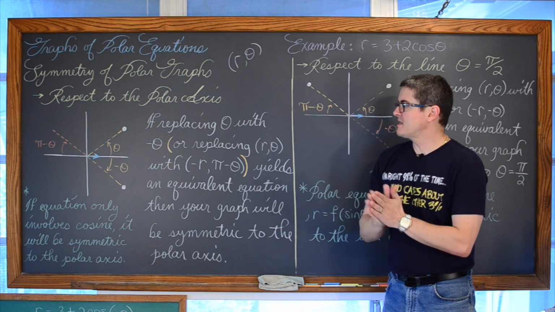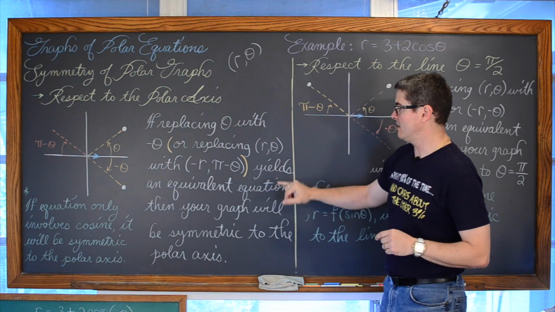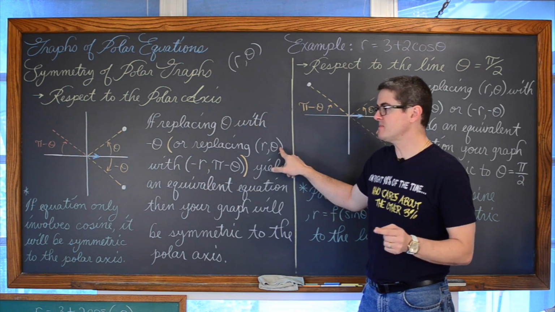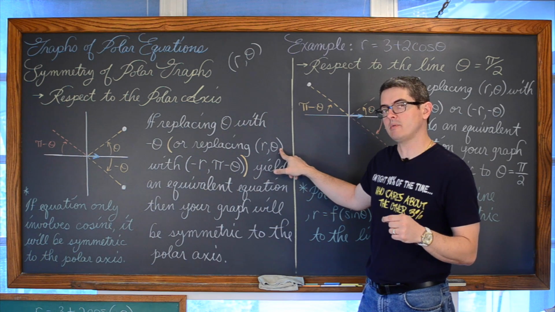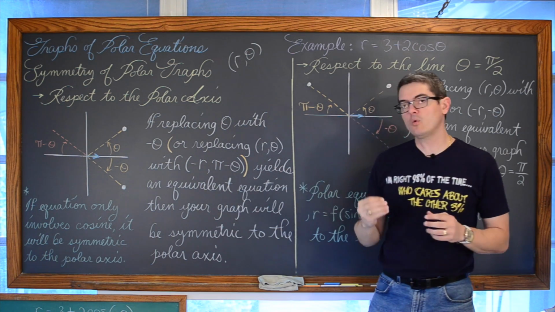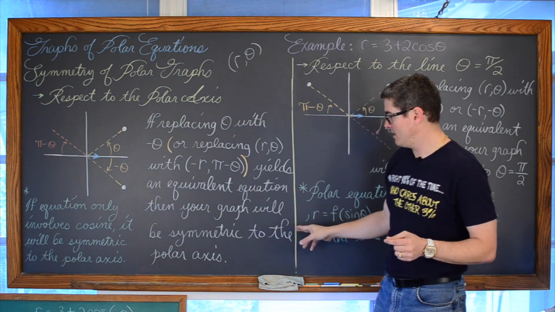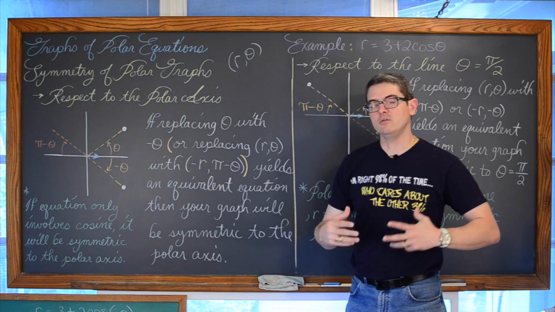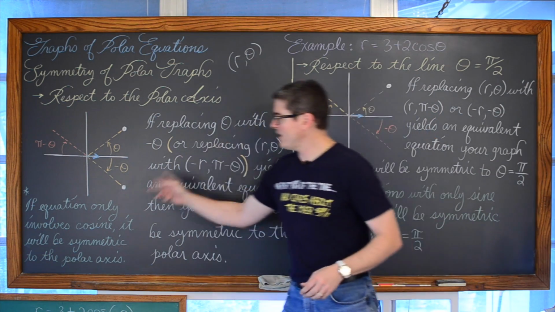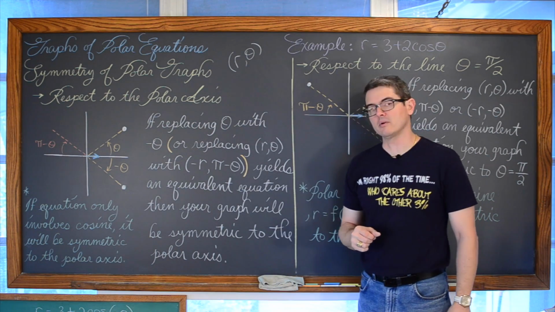If you can replace theta with negative theta, or replace (r, theta) with (negative r, pi minus theta), some textbooks include this extra check and some of them don't, and it's or. You don't have to do both. If that yields an equivalent equation, then your graph will be symmetric to the polar axis. And if you know that, you can maybe plot a few or less points and get your graph quicker. If your equation only involves cosine, then it will be symmetric to the polar axis.